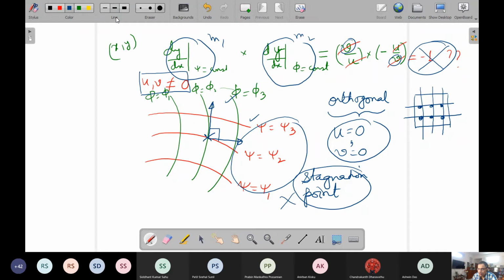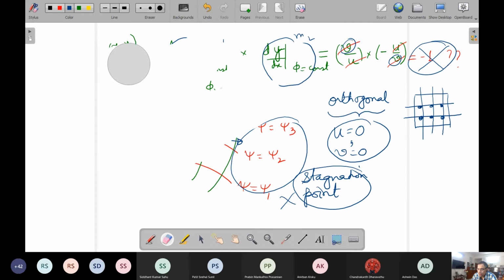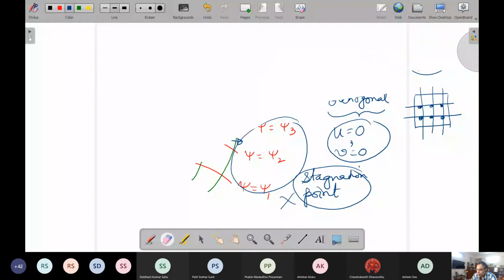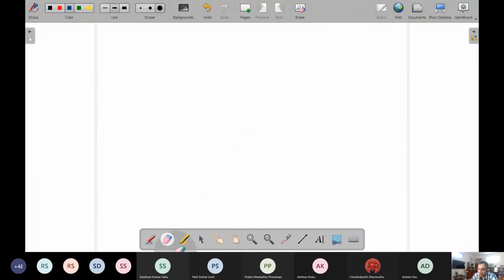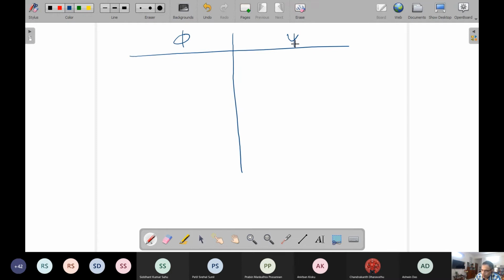Now we will look a bit deeper into the differential equations that will govern the variations of these functions phi and psi for the special case that we have considered: two-dimensional, incompressible, and irrotational. Just to segregate the calculations, I'm putting it in a tabular form, but the restriction is two-dimensional, incompressible, and irrotational.